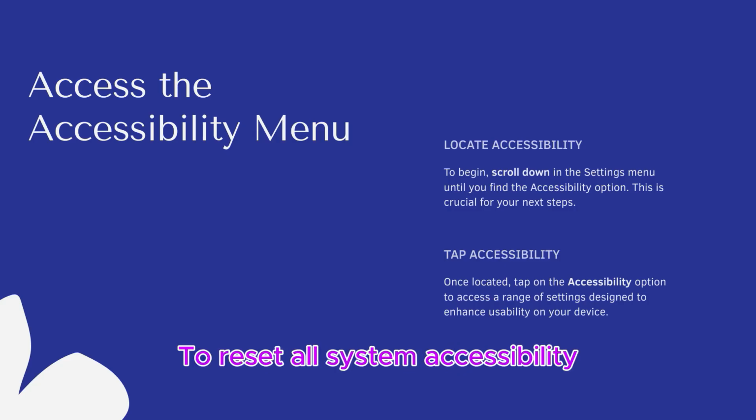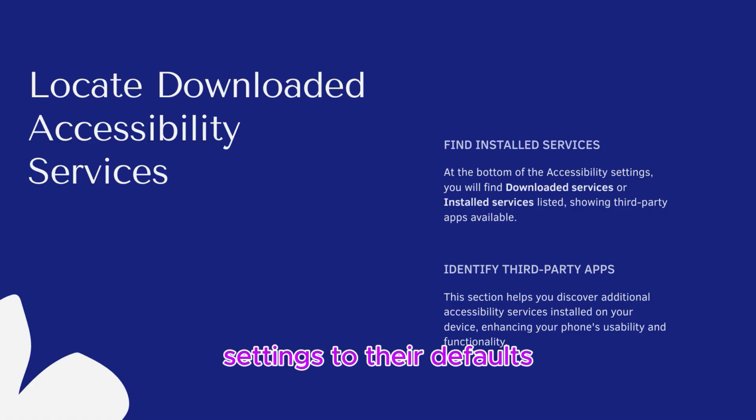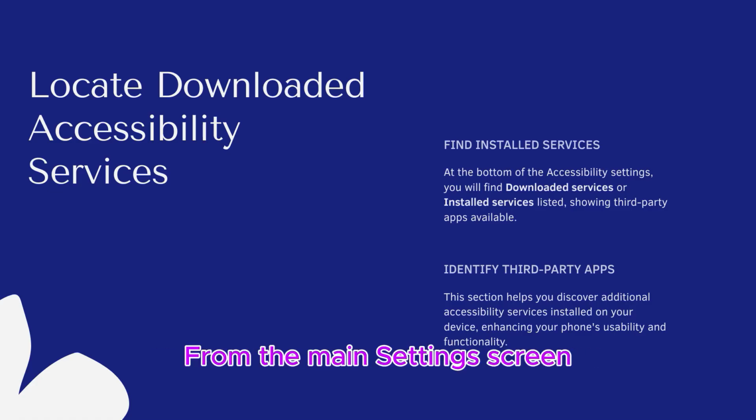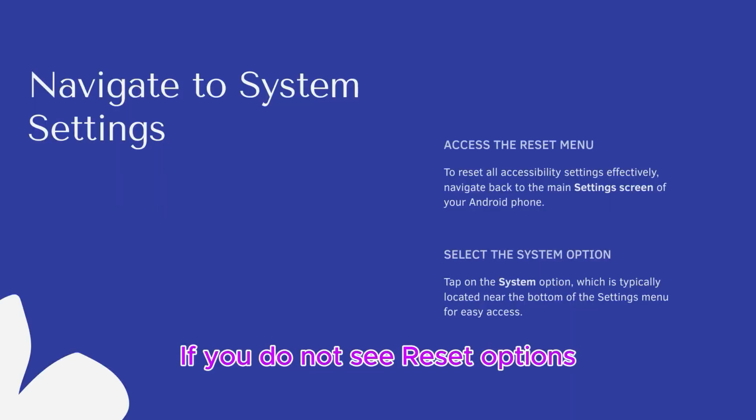To reset all system accessibility settings to their defaults, you need to go to a different menu. From the main settings screen, tap on System, then tap on Reset Options. If you do not see Reset Options, tap on Additional Settings first.